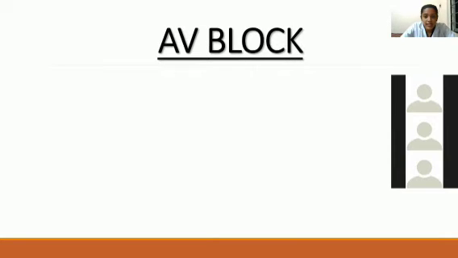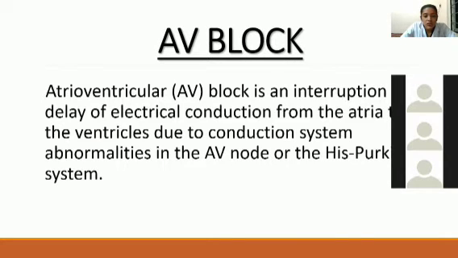First, let's see what is AV block. Atrioventricular block is an interruption or delay of electrical conduction from the atria to the ventricles due to conduction system abnormalities in the AV node or the His-Purkinje system. So there is some conduction abnormality in the pathway, so that the conduction is not happening properly from the atria to the ventricles. That is known as AV block.